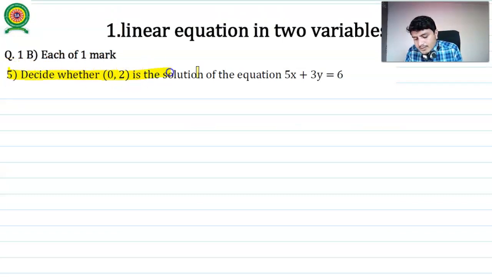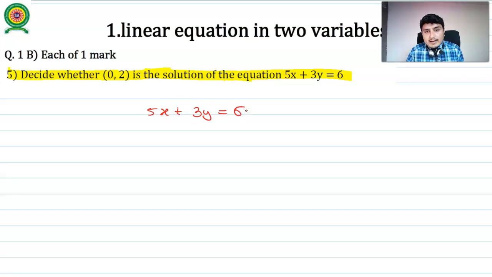Decide whether 0, 2 is a solution of the equation 5x plus 3y equals 6 or not. So we have the linear equation in two variable 5x plus 3y equals 6. Now how do we check whether the given values of x and y are a solution of the linear equation in two variable or not? For that, let us first consider the LHS of the given equation, 5x plus 3y.